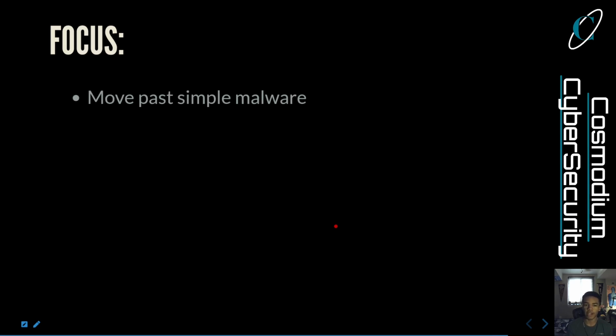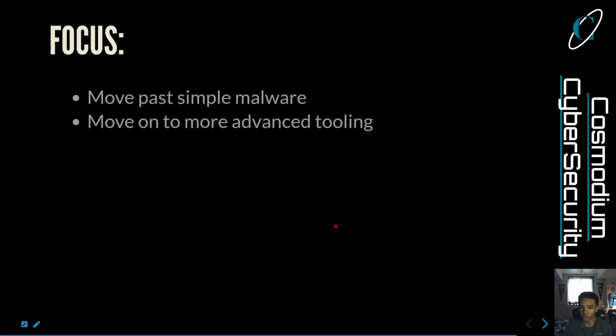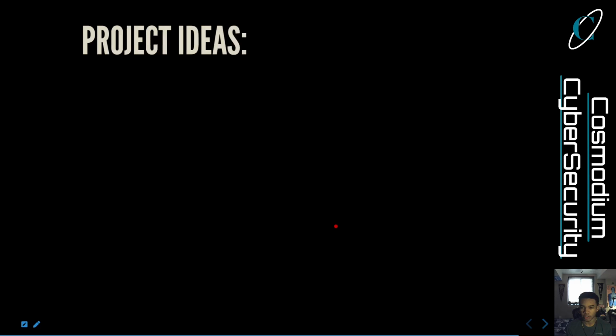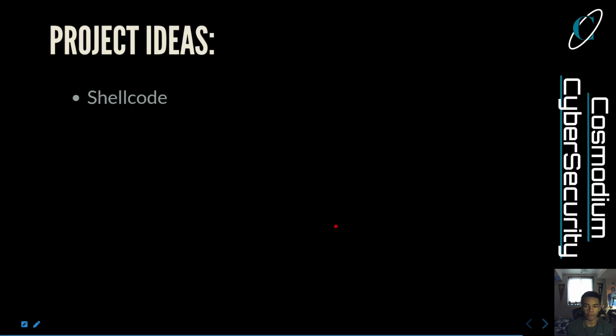But now we're going to be talking about a lot of intricacy within the malware scene. So again, the focus of this section is to move past the relatively simple malware that we have built up until this point. Now we're going to move on to more advanced tooling within the malware scene. So some project ideas are going to be things like working with shellcode. Whether you are developing shellcode, incorporating shellcode into other projects, shellcode injection, embedding, all this other stuff.